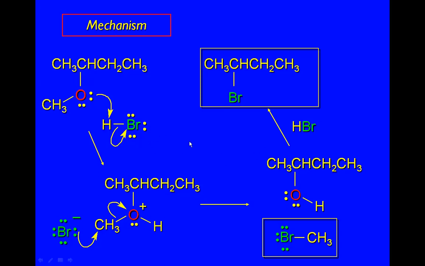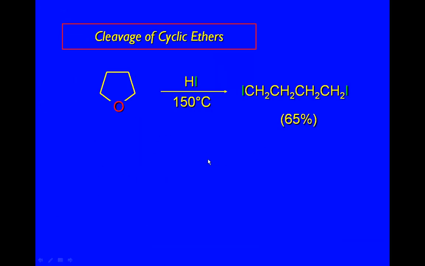using strong acids. What if I have a cyclic ether of this kind? It would become a dihalide, because on one side it opens up, and on the other side you have an alcohol, which in turn gets substituted, so you get a diiodide here. Remember that these are very unreactive. You need higher temperatures and a strong acid.